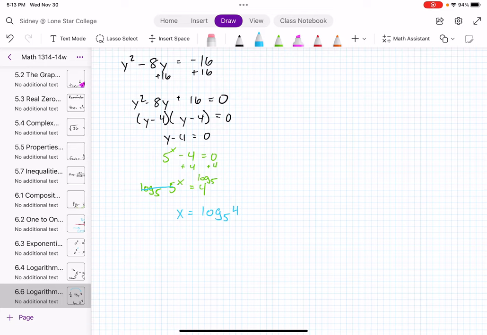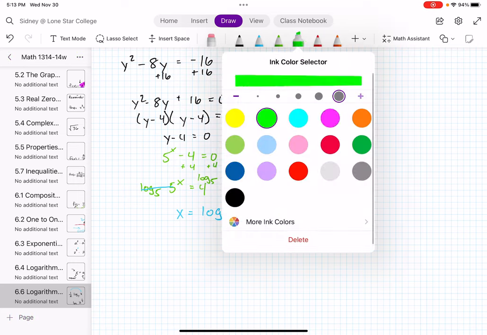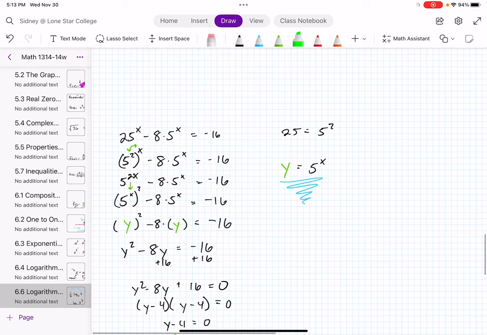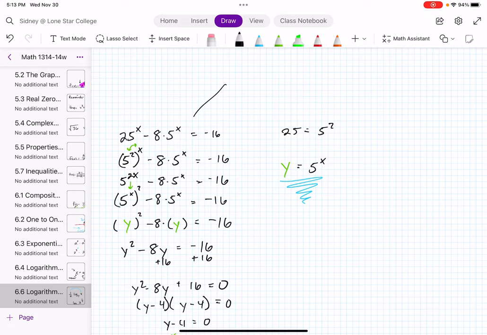That's an ugly irrational number. It's just an ugly number. However, I have x equals a number. That is my answer. This right here is my answer. That is the ugly number that satisfies this equation right up here.